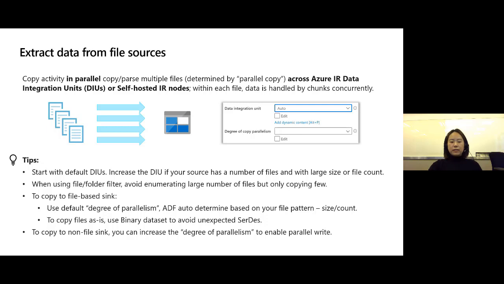To copy files as is, you can avoid ADF parsing the file by choosing the binary dataset. And to copy to a non-file sink, for example Azure SQL Database, you can increase the degree of parallelism, which enables parallel write to the destination, so as to increase the throughput.